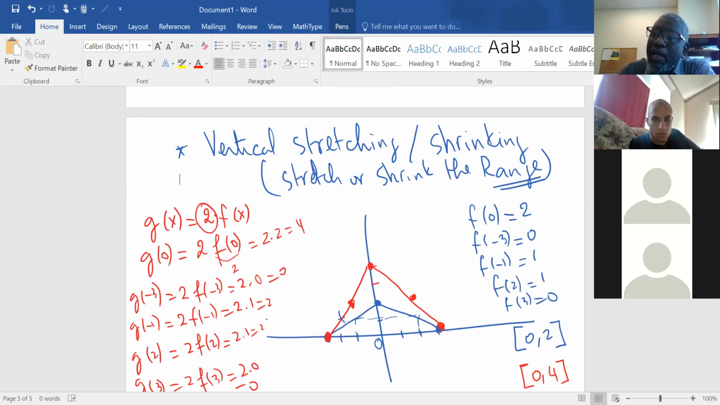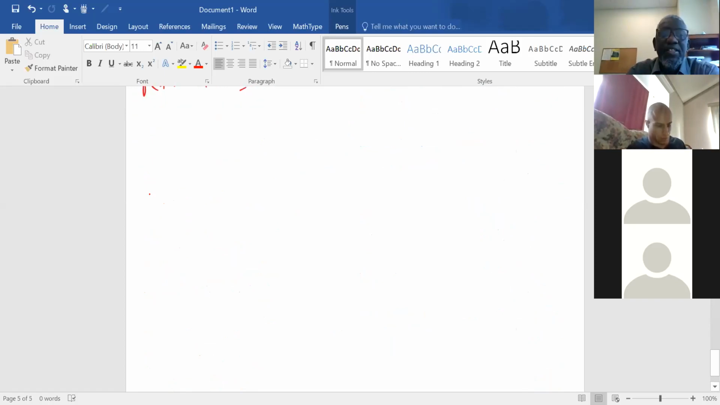Okay? If you multiply by 0.5, what's going to happen? When you multiply any number by 0.5, you get a bigger number or a smaller number? Smaller. Smaller number, right? When you multiply by a fraction, your graph will shrink, you see? All right? So that is what happens. So that is a new case.